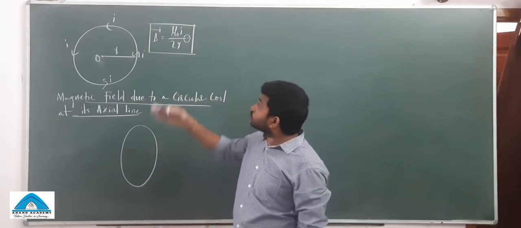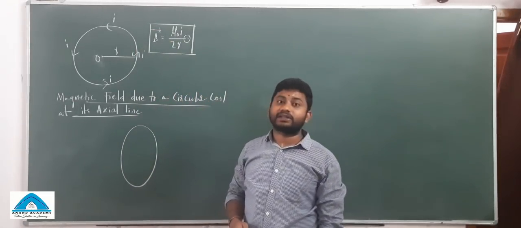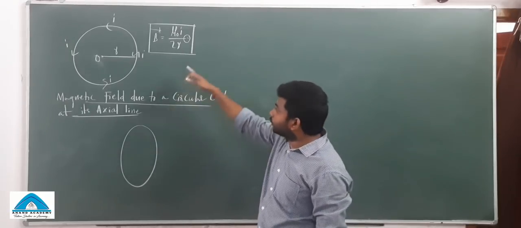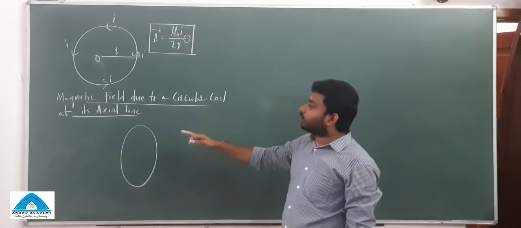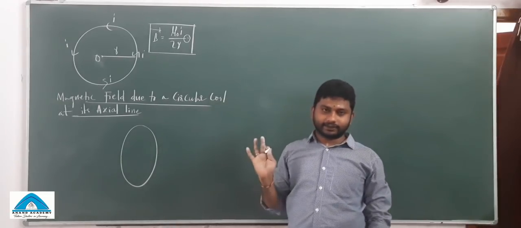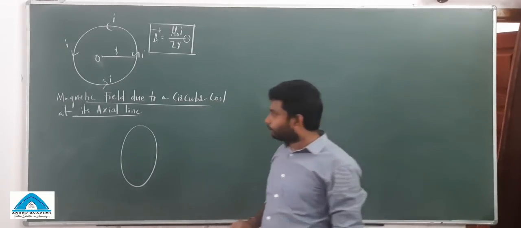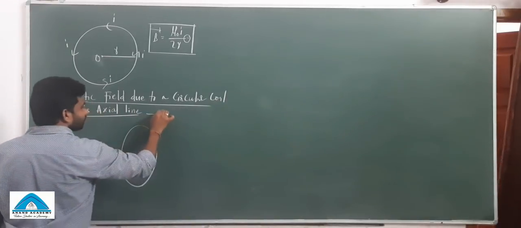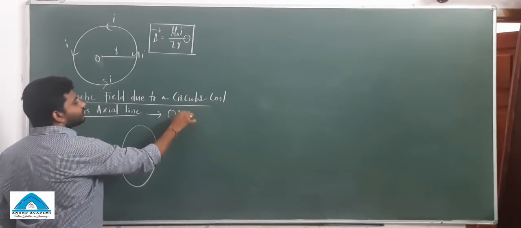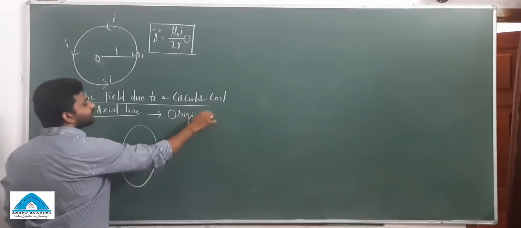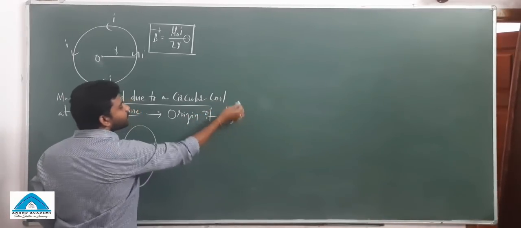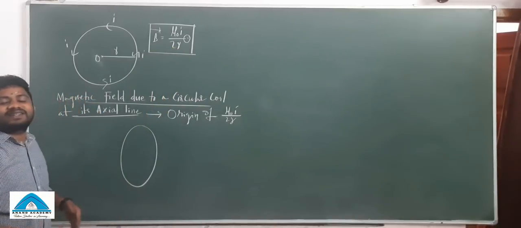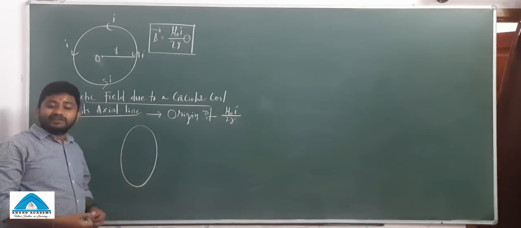So it's a vector. That's the reason I have written it in the vector form. Clear? Now look at this: the magnetic field due to a circular coil at its axial line. This is the origin of the concept. This concept is the origin of your mu naught I by 2r expression. How it is the origin of this expression, we'll see now.